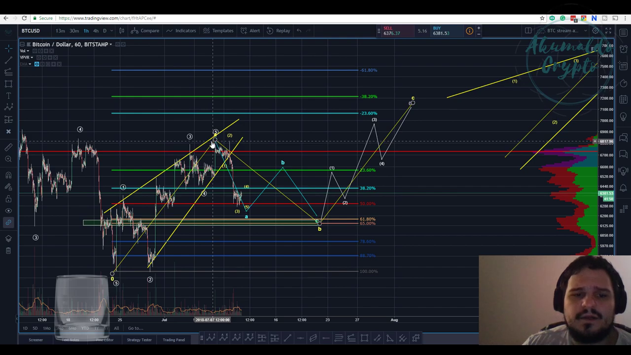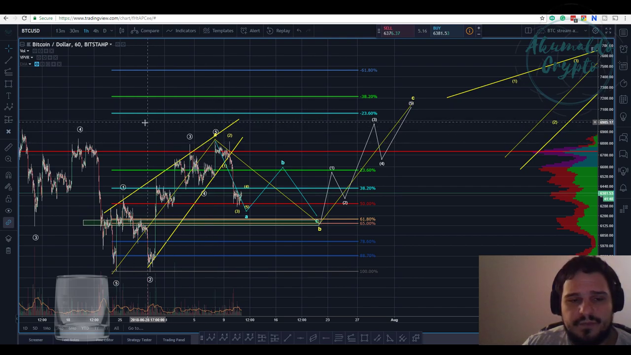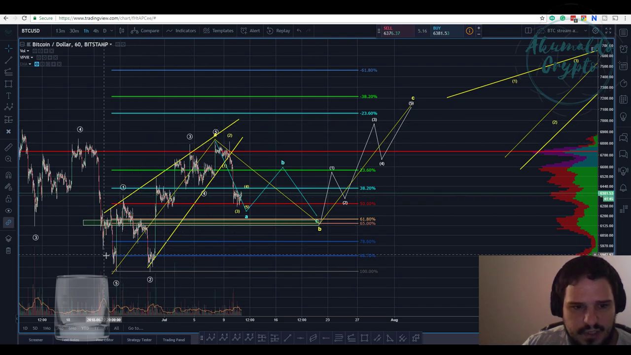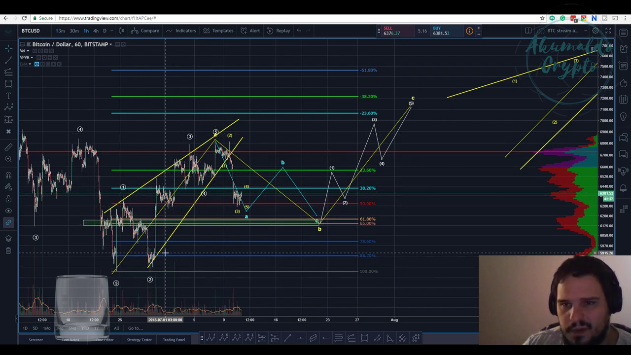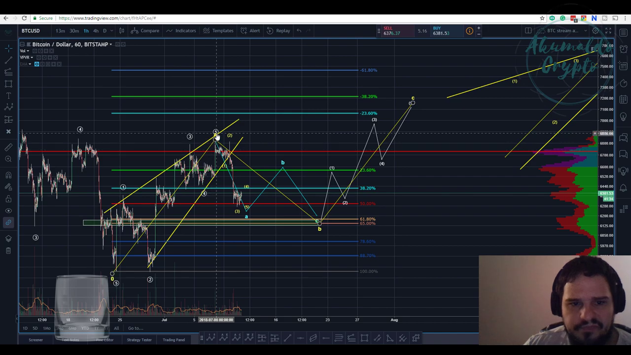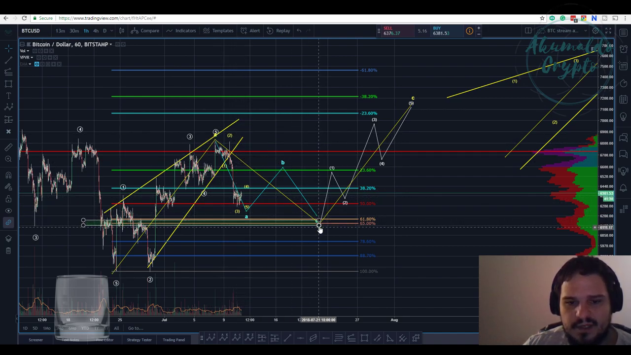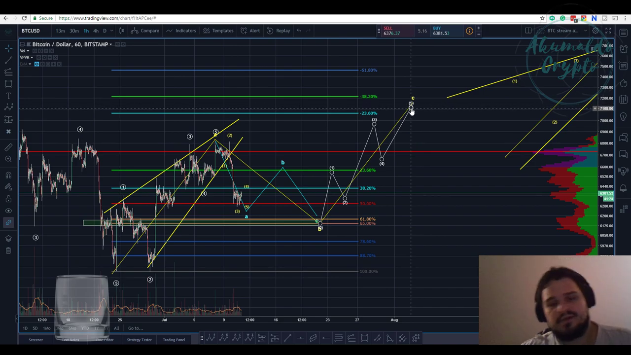Leading diag, 3, 3, 3, 3, 1, 3, 3, okay? This is a leading diag. A, it's possible in a wedge, okay? And then we have this first wave A, then a B, then a C going up, leading, ending diagonal, okay? Then what would happen?